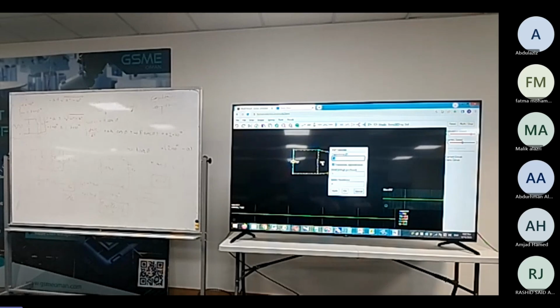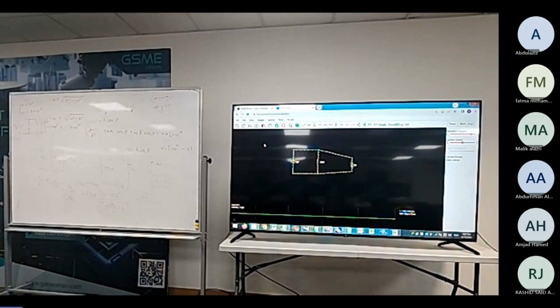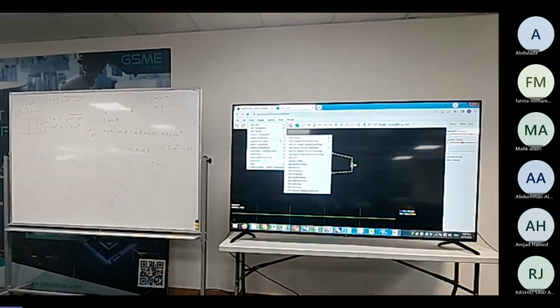But this envelope is something that is very important in all the modulations. Modulation is at the envelope, sometimes at the envelope, sometimes at the base.